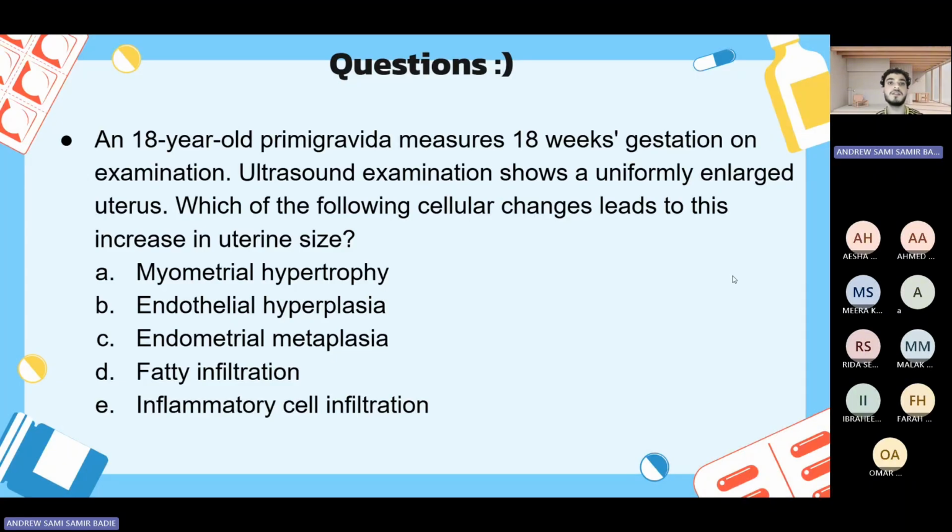Okay, so we have here an 18-year-old primigravida at 18 weeks gestation on examination. Ultrasound shows a uniformly enlarged uterus. If you remember, when we have an enlarged uterus during pregnancy, what was the cellular change that increases uterine size? It's myometrial hypertrophy. This is how the questions usually go, and this is what I'm telling you guys: remember the examples that are written in the PowerPoints.